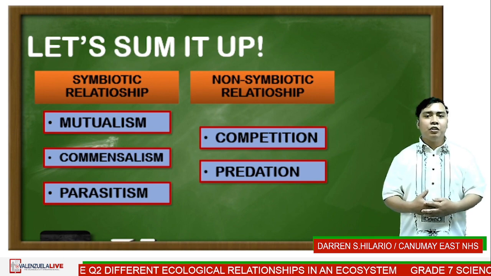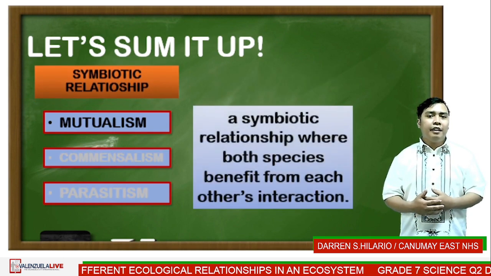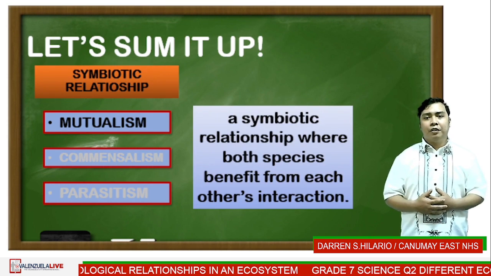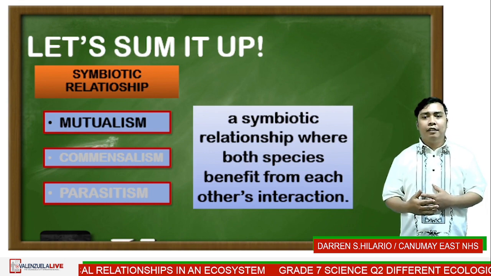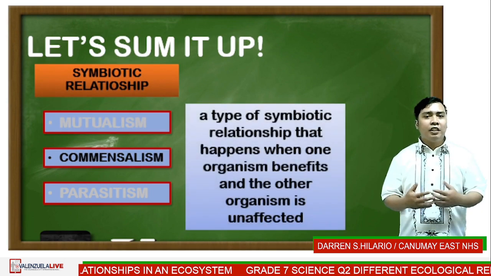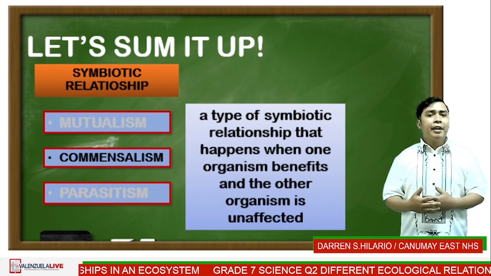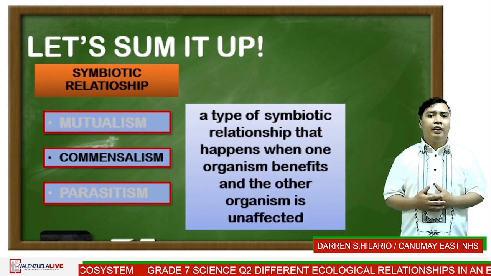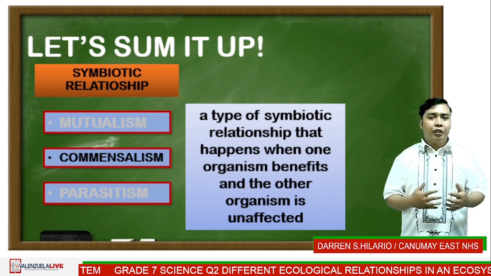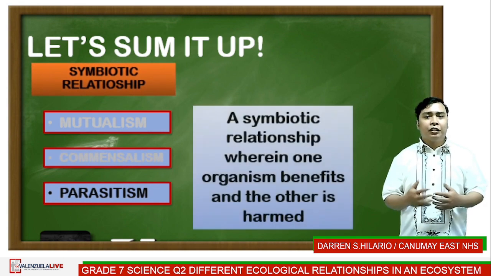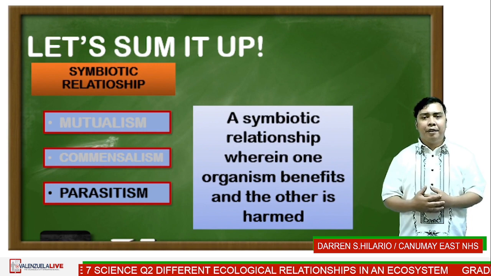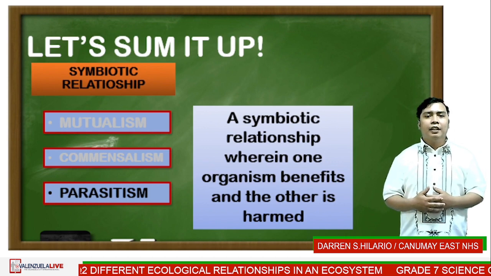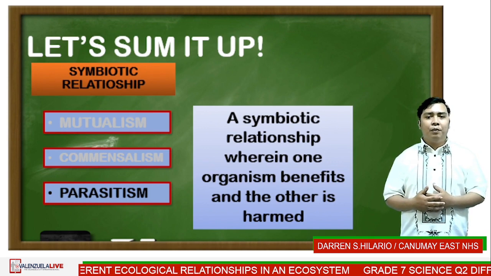Under the symbiotic relationship, we have mutualism, wherein both species benefit from each other's interaction. Examples are insects and bees. Next is commensalism, which is a type of symbiotic relationship that happens when one organism benefits from the interaction and the other organism is left unaffected, just like an orchid and a tree. The third symbiotic relationship we have is parasitism. In parasitism, one organism benefits and the other is harmed, like tapeworms inside the intestine of a cow.